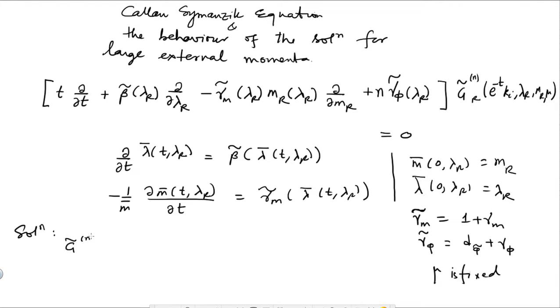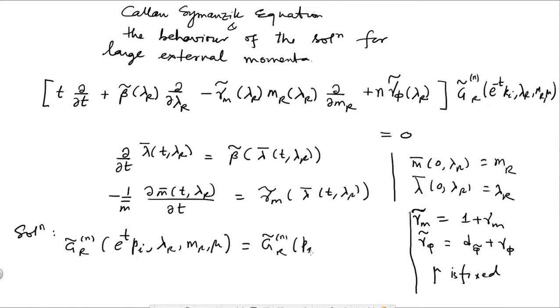G tilde n r, this Green's function at scaled external momenta, where each external momentum is scaled by a factor of e to the t, is given by the following. So here you have everything else fixed. You have chosen a particular mu, and correspondingly you have an m r, which is a function of mu, but mu is fixed, so m r is fixed and lambda r is fixed. And you are just varying t, which means you are just changing the scale of the external momenta, by choosing some value of t. And that you can calculate by looking at the Green's function at some fixed momenta p i.